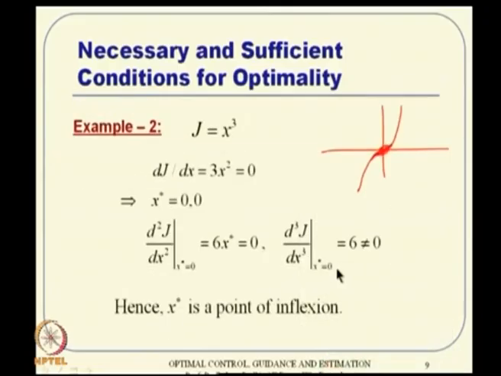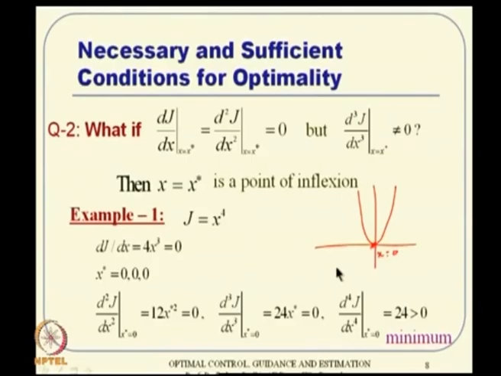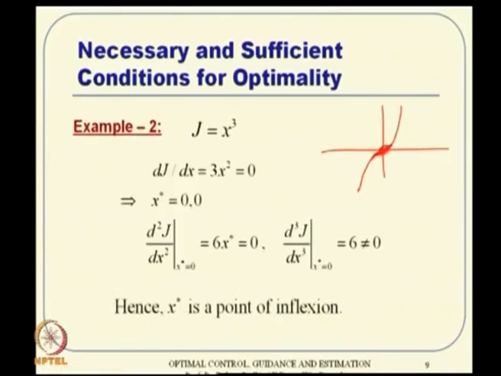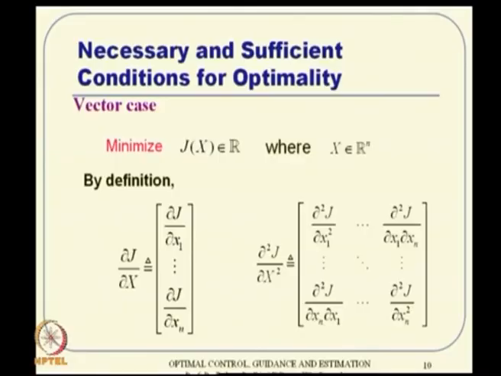Now, this is not the end of the story, this is just the very beginning. It talks about a scalar variable function. But we are not interested in a scalar variable function in general, because we deal with systems theory where states can be n-dimensional, control can be n-dimensional like that. So, it is a mixture of the components of the state variable. That is what we want to analyze, and it leads to the vector case. The problem turns out to be: minimize j of x, where x is an n-dimensional vector. And remember, the objective function is always a scalar quantity, unless you talk about multi-objective optimization and all that.